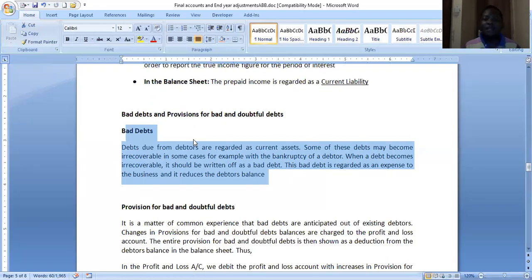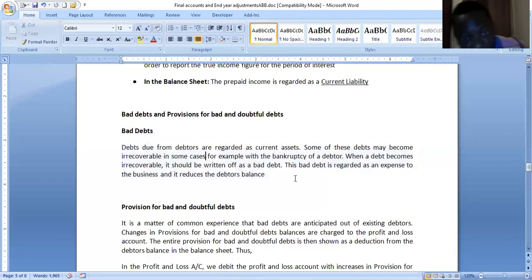So a bad debt is a debt that has been declared irrecoverable. Maybe, God forbid, he's dead, or maybe he's gone to jail. You don't expect this person to pay you back, so you write this debtor off as a bad debt. A bad debt is a debtor that has been declared irrecoverable owing to some reason. So how do we treat bad debt? Bad debt is regarded as an expense to the business.